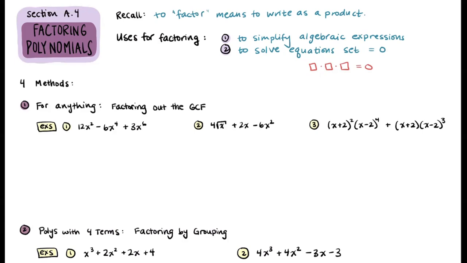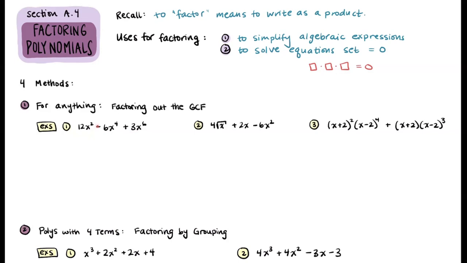Okay, the first method that you should use to factor, and it works on anything at all, no matter how many terms there are, and you'll see our other methods kind of depend on how many terms you're working with. The first method is factoring out the greatest common factor, or the GCF. I reviewed this a little bit in the previous section, so I'll go through this quickly. In example number 1, we have a trinomial, so this has 3 terms in it, and it's a 6th degree. Okay, the highest power is 6.